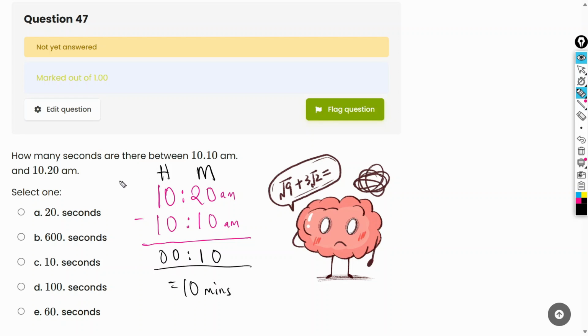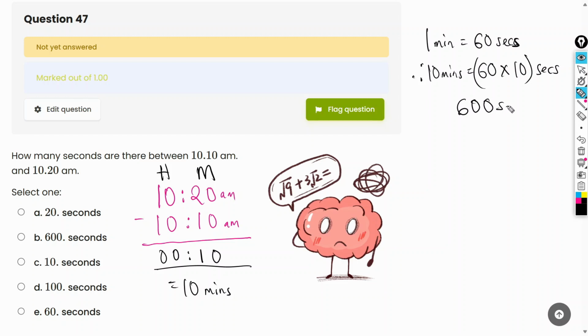But we are looking for how many seconds. So recall that 1 minute is equal to 60 seconds. Therefore, 10 minutes should be equal to 60 times 10. Because 6 times 1 is 6, and then we include the 2 zeros. That's 600 seconds.